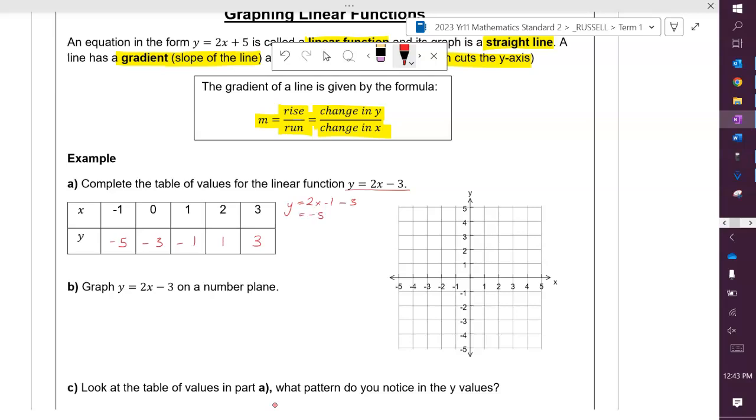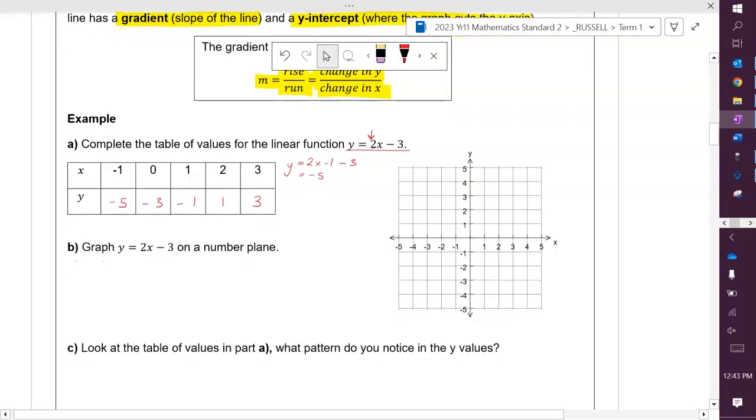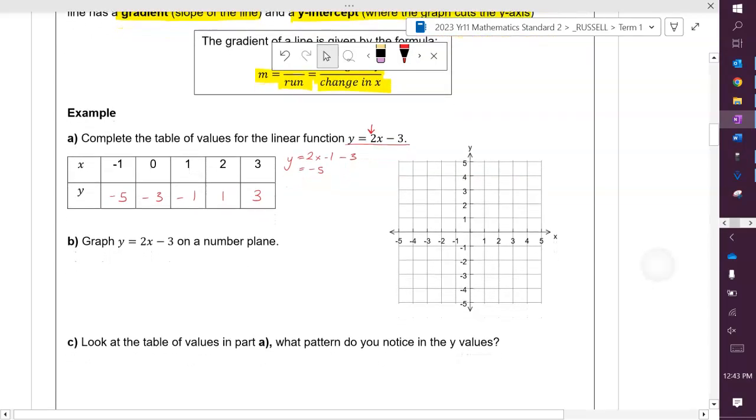Now this positive 2 is basically what this number is here. That number in front of x can help us complete this table of values a lot simpler. This is also what our gradient is. So that means our gradient is a slope of 2. We've filled in our table of values, and we are now going to graph this function.